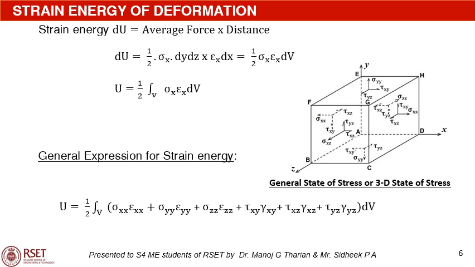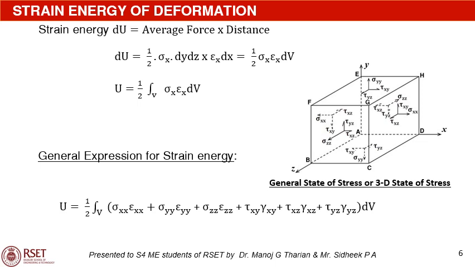Now, if we consider this stress element as a part of a structure which is subjected to a uniaxial force, we can get the expression for the strain energy stored in the entire structure as U is equal to half into integral over the volume V sigma x epsilon x dV, where V is the volume of the structure.